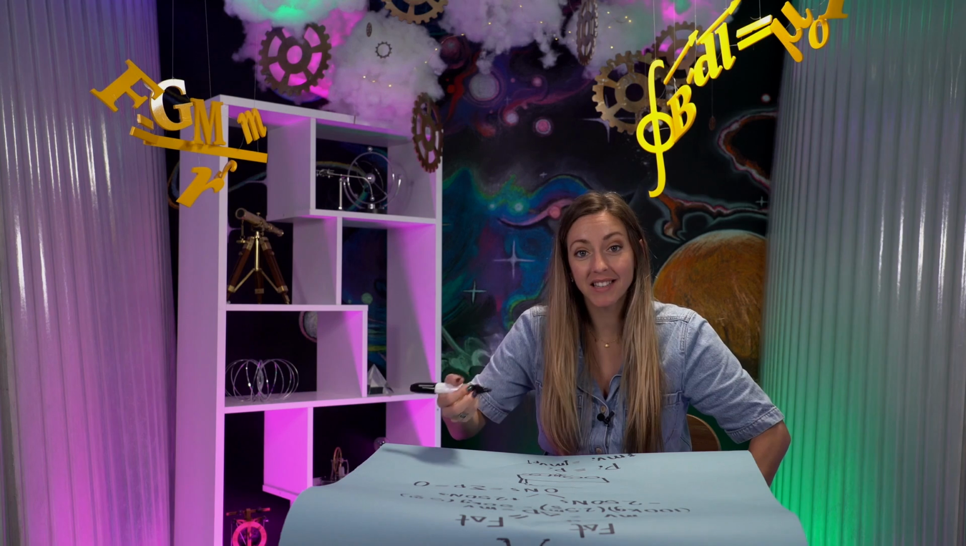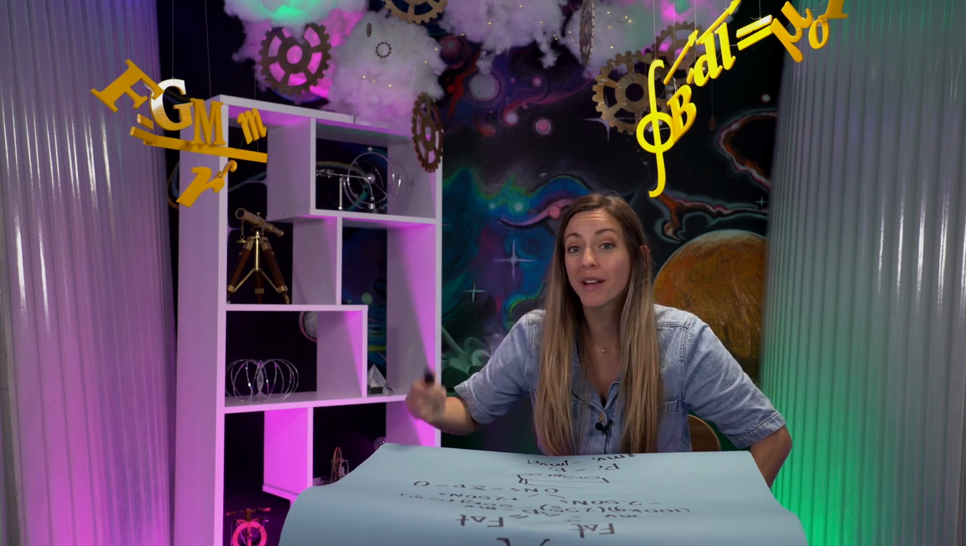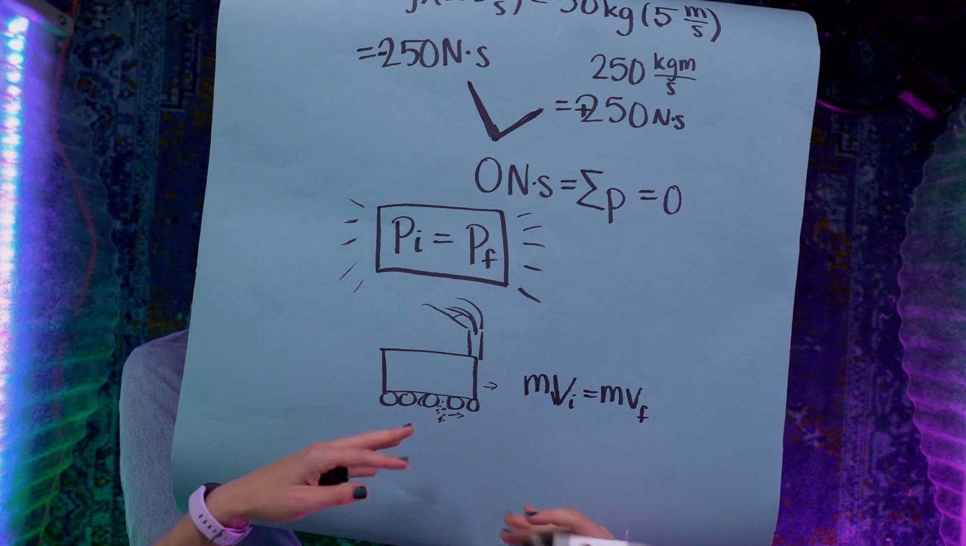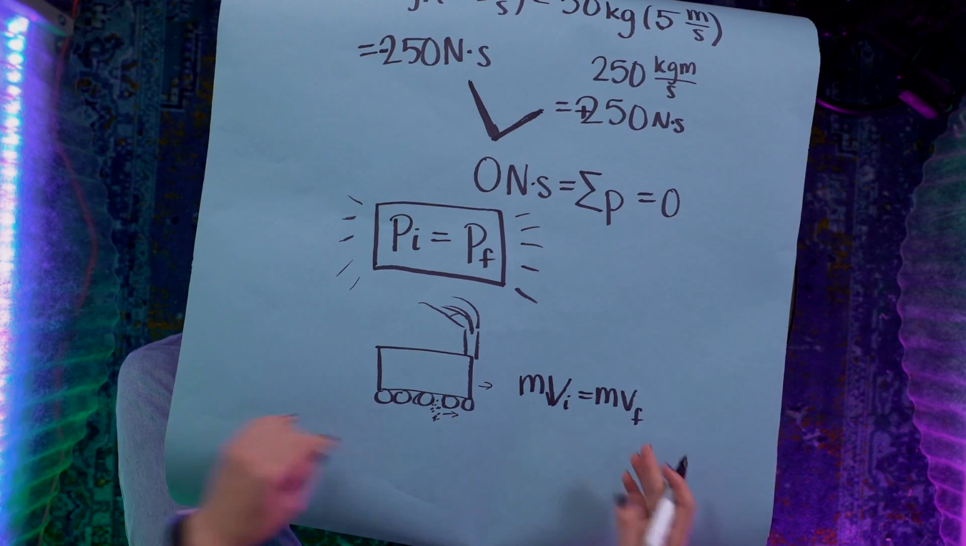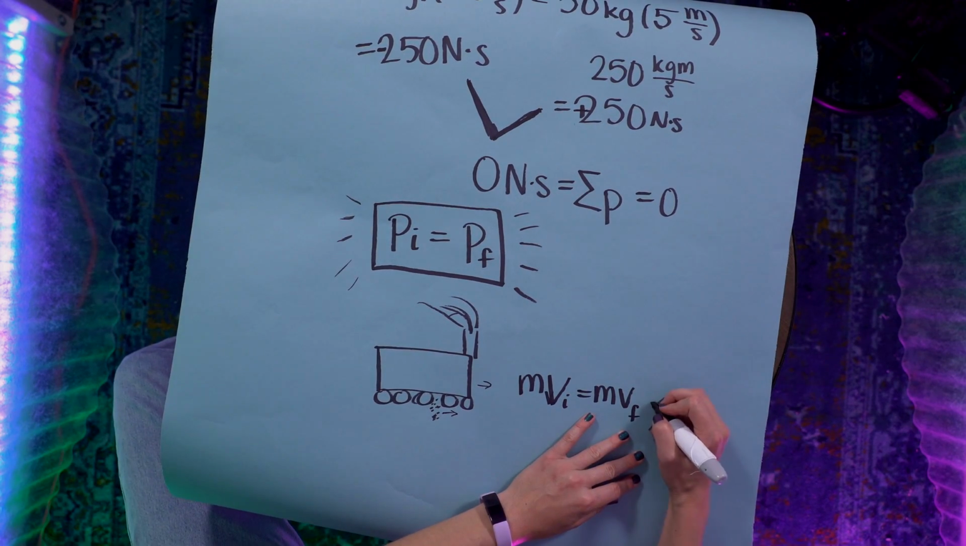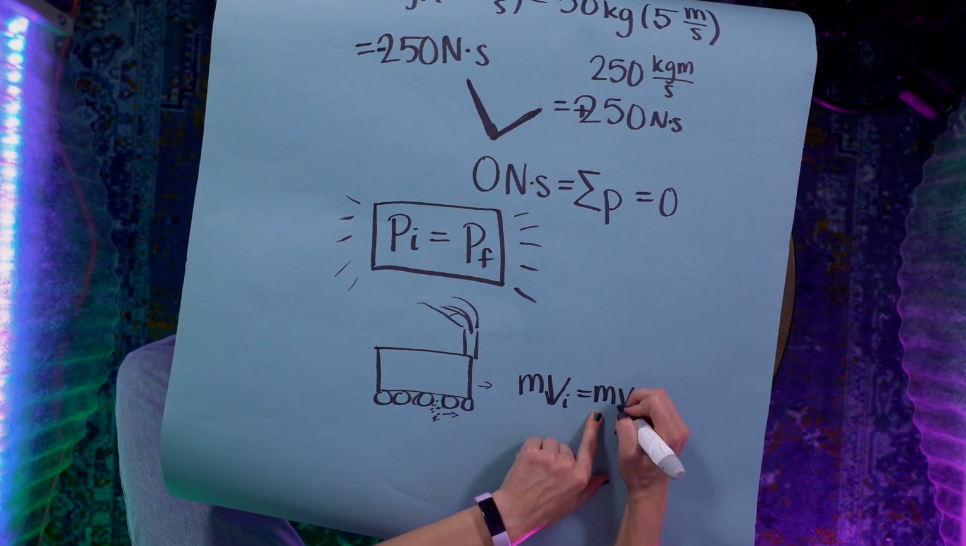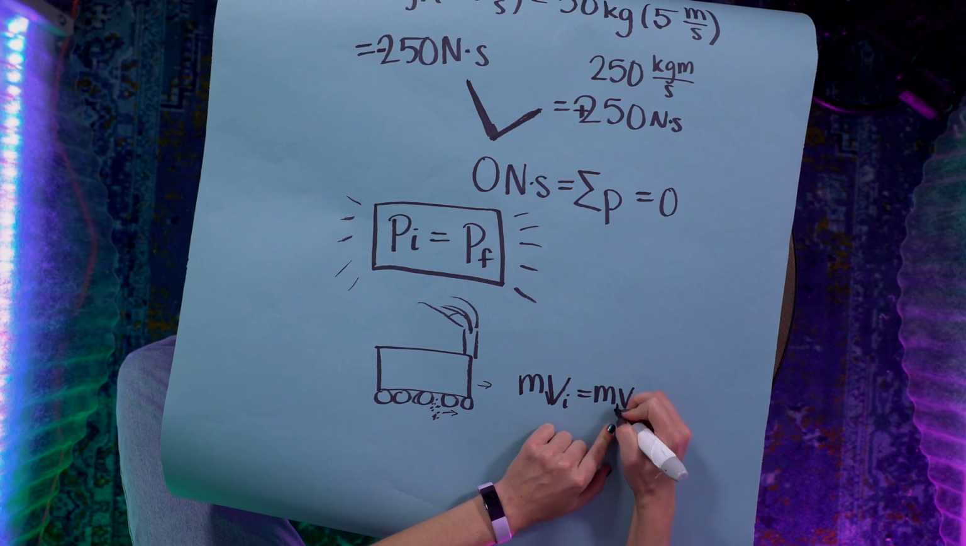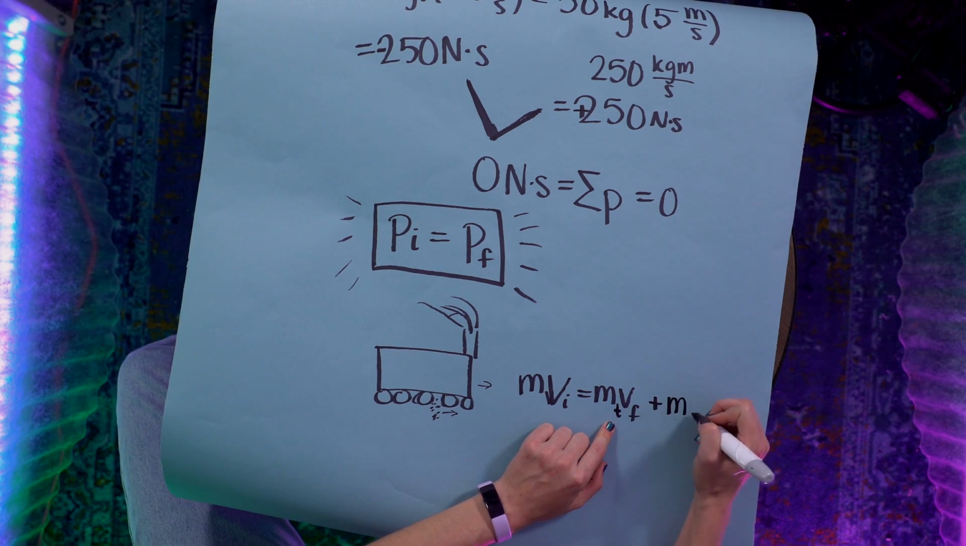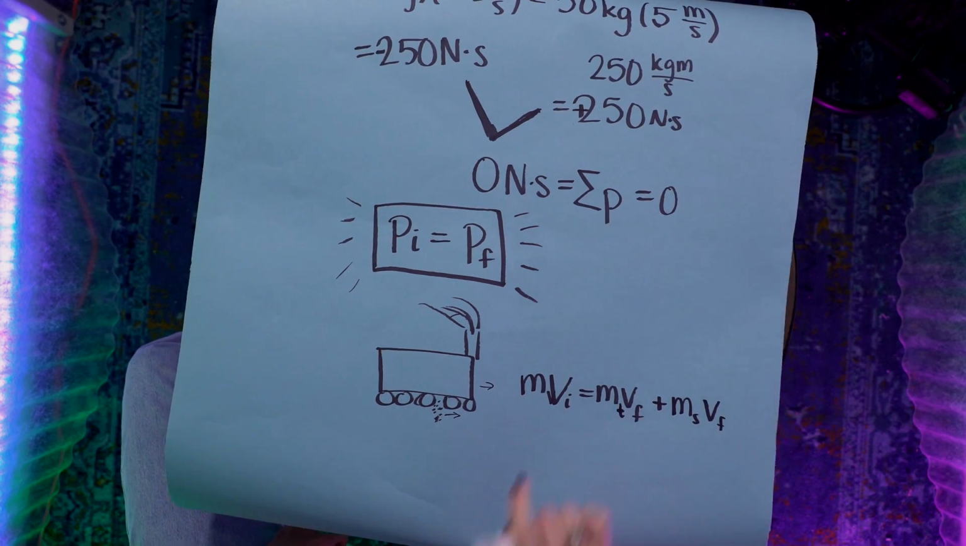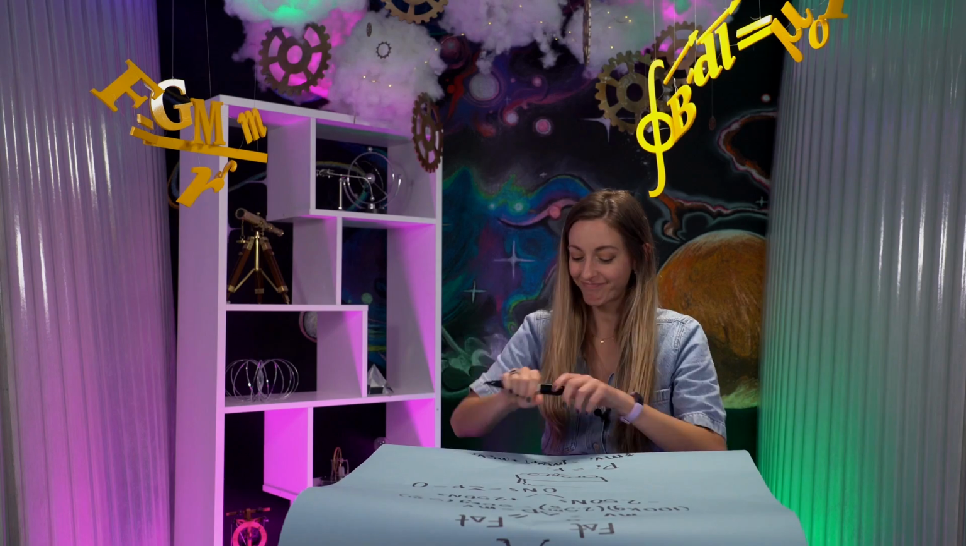Because yes, the sand is leaving the train, but the sand is still moving with the train. So it still has the same velocity, and the total momentum of the sand-train system remains constant. So this equation would look a little bit more like m train final plus m sand, times v final, where v final equals v initial. So your momentum is actually staying the same.